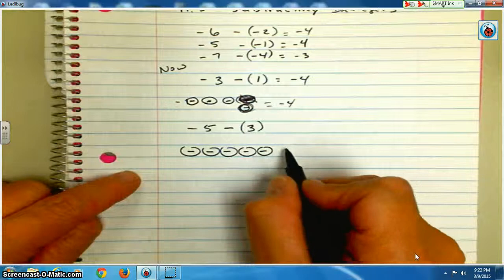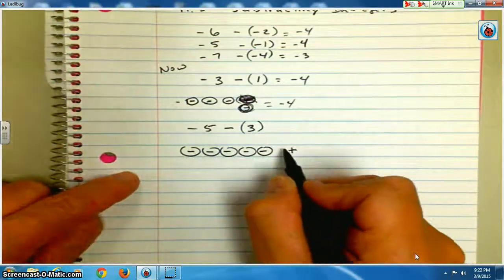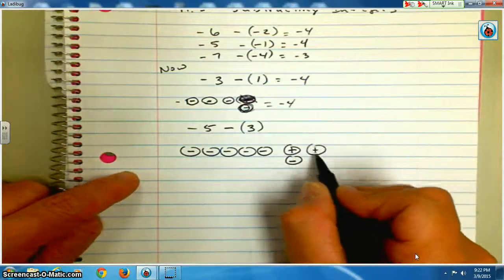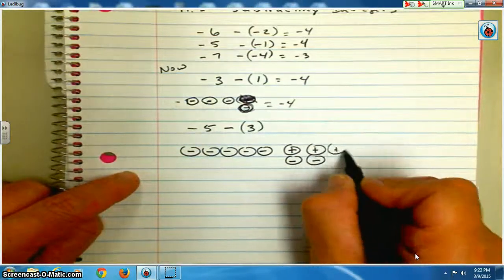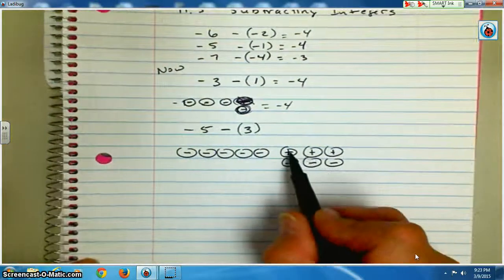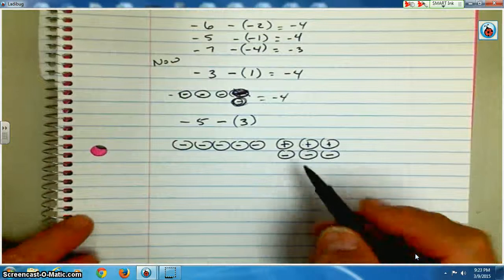But in order to add 3 positive chips, we have to add them as a 0 pair. So there's a positive and a 0 pair. There is a second 0 pair and a third 0 pair. That now allows us to have 3 positives to subtract. So now let's do that.